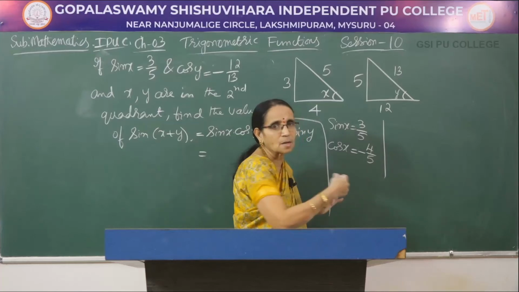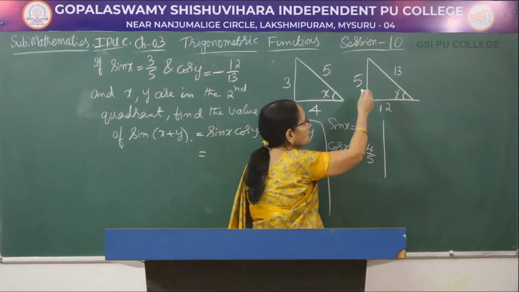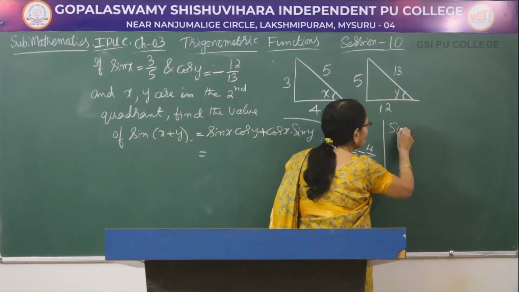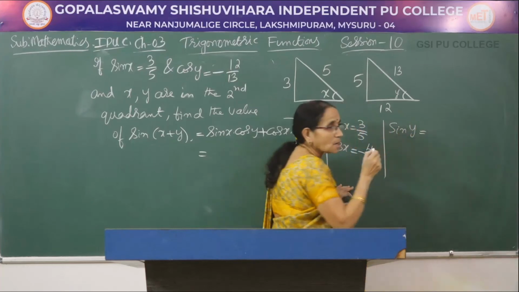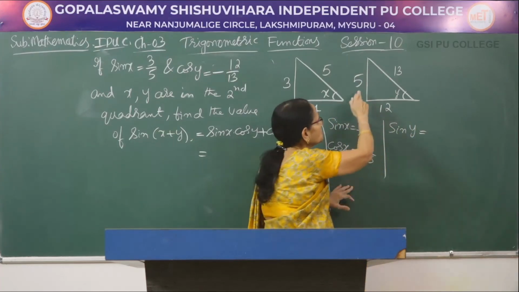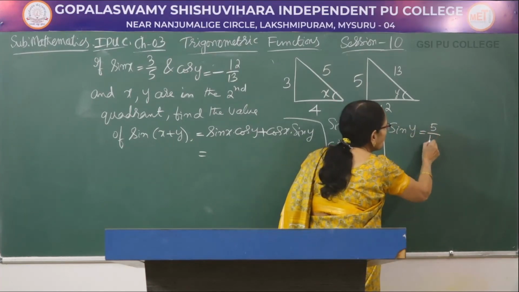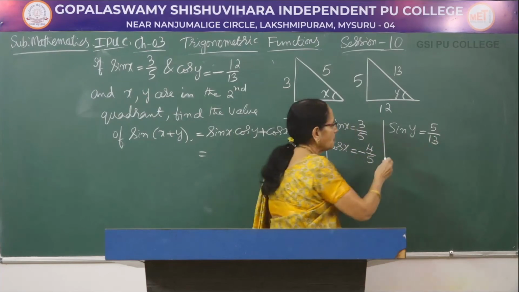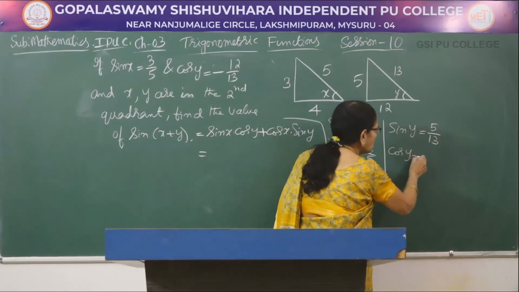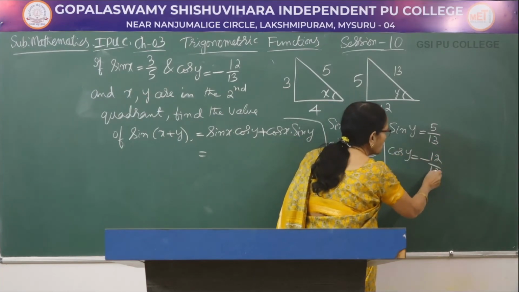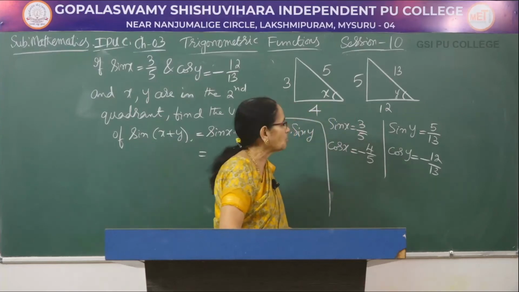If you have the values here, directly you can substitute there. Come to the second triangle. Here, sin y. Y is again in the second quadrant. Sin is positive, so it is 5 divided by 13. And cos y already has been given to us with the negative sign. It is minus 12 by 13.